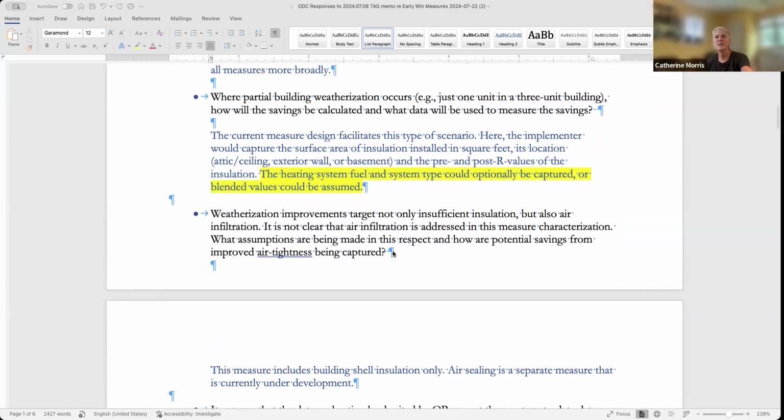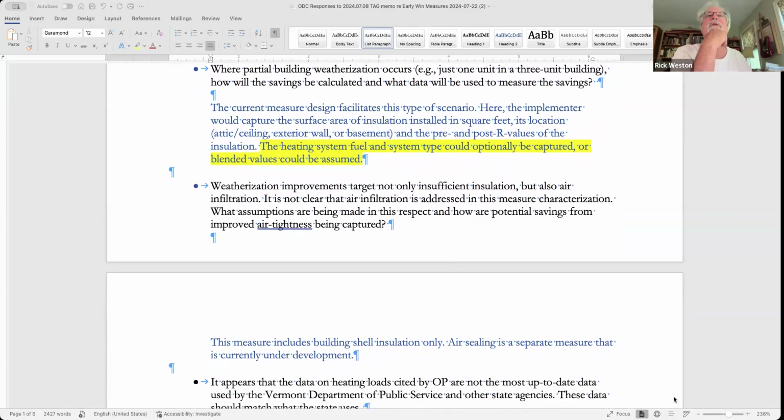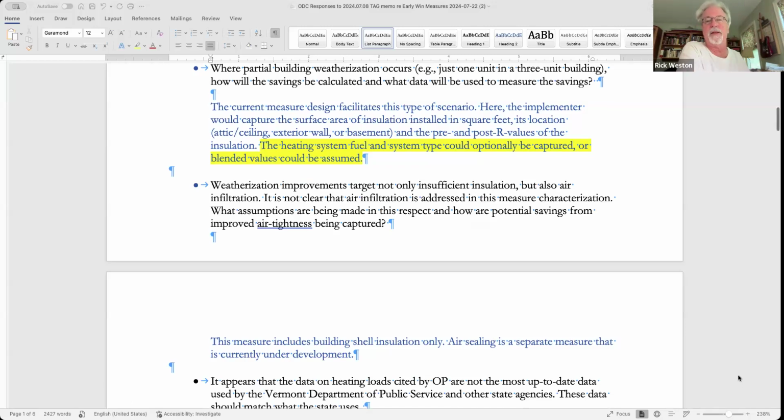Okay, here's the next two. Partial building weatherization occurs. How will savings be calculated? What data will be used to measure? They're saying that essentially what they told us works for that, because it's a square footage per insulated area calculation, so you can do that. That's how I understand it. It essentially flows from the previous question, at least to my reading. Would you agree?